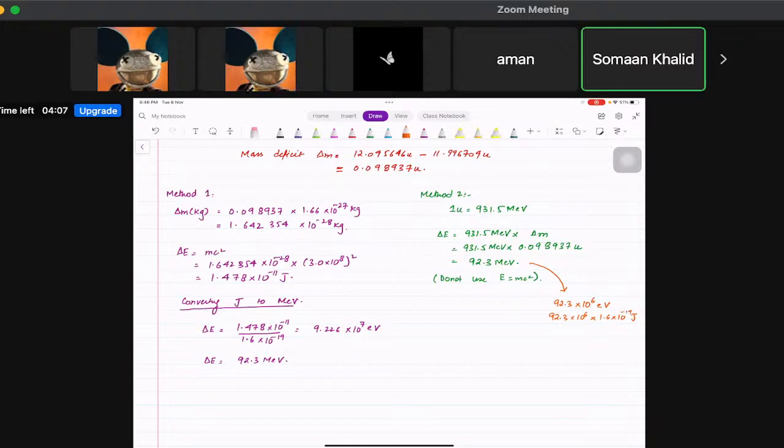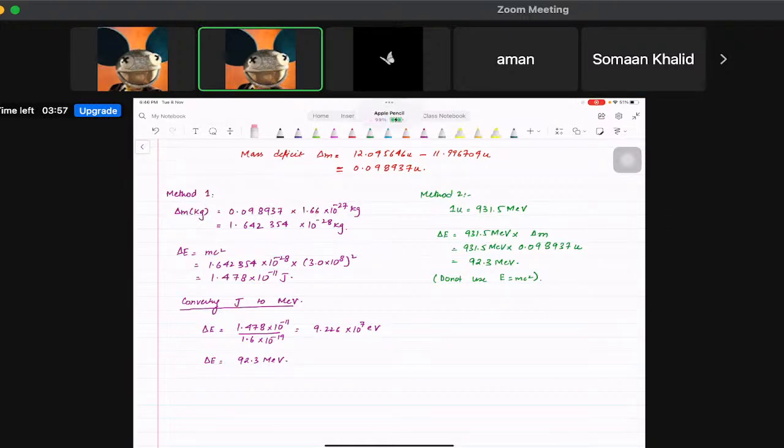Yes, sir, thank you. The goal of this chapter is that it will be very rare that you're going to convert eV into joules, but it will be often that you will be converting joules to mega electron volts. So that's how you should work it.